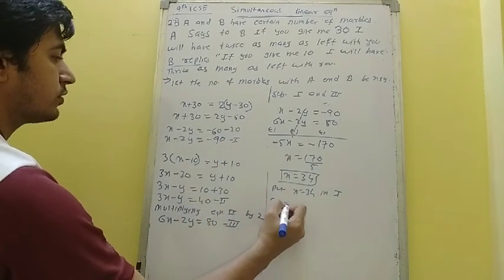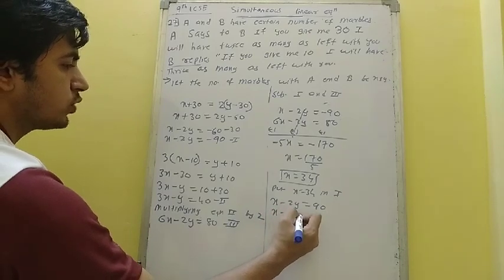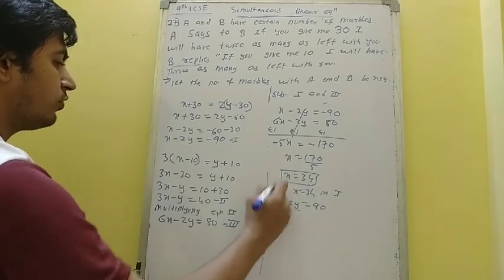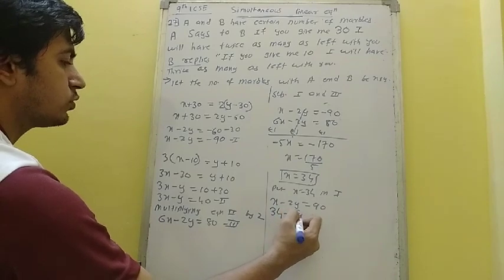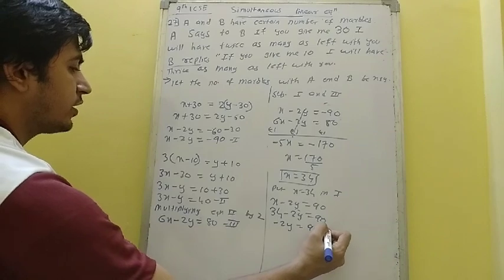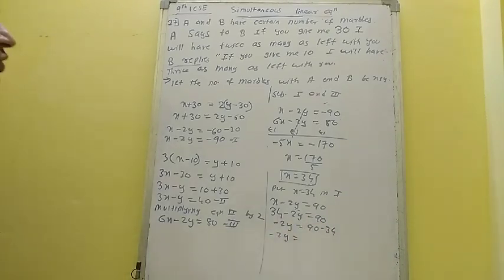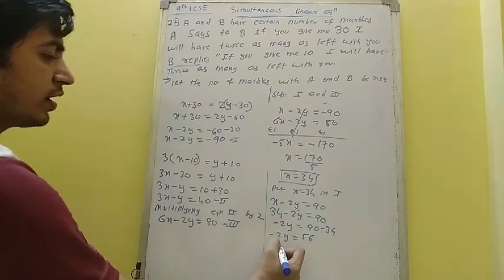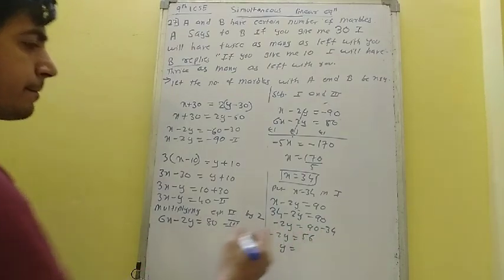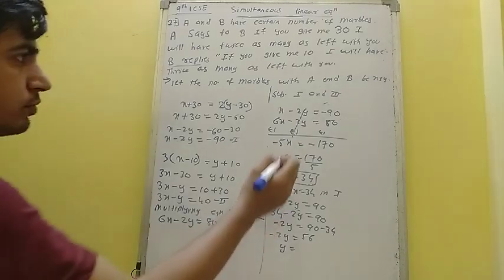Put x is equal to 34 in 1. So we have x minus 2y is equal to minus 90. X minus 2 into, the value of x is 34. 34 minus 2y is equal to minus 90. Minus 2y is equal to minus 90 minus 34. Minus 2y is equal to minus 124. And the value of y, it is minus.